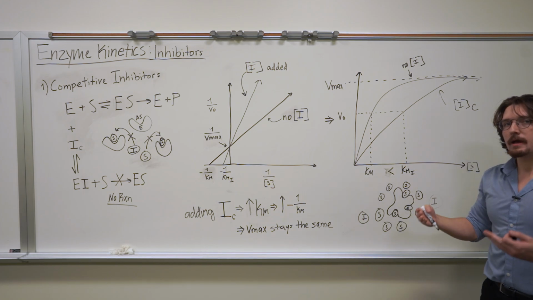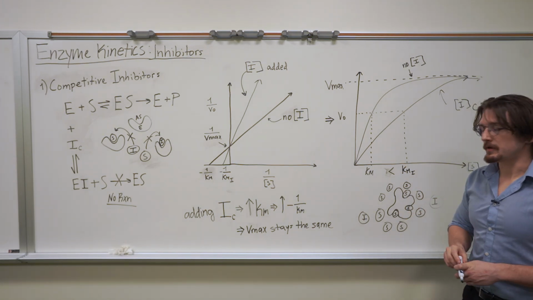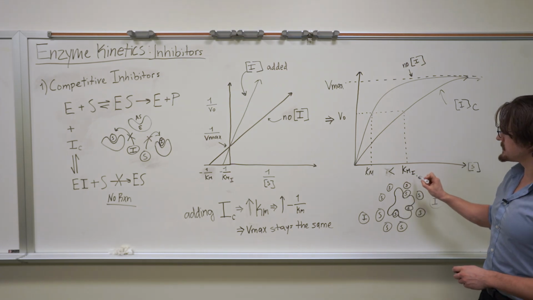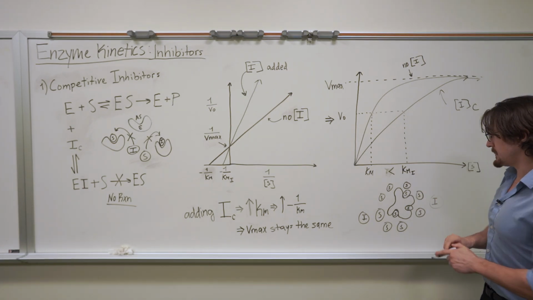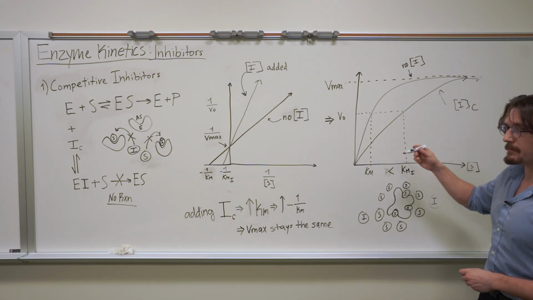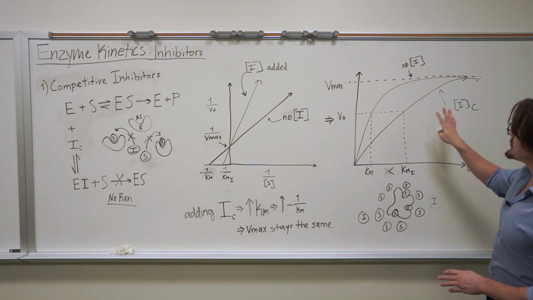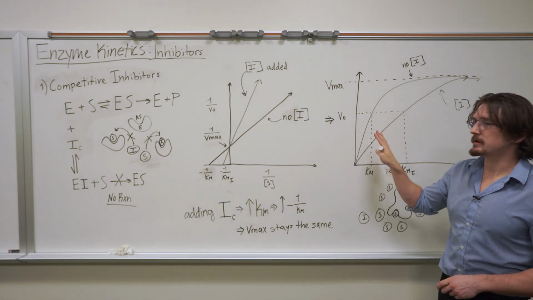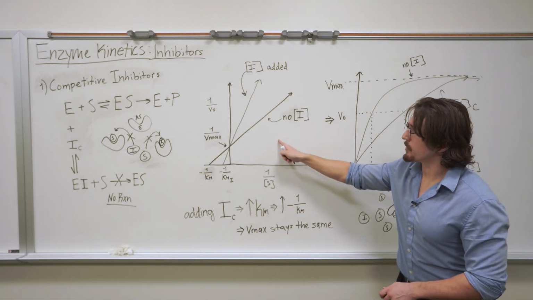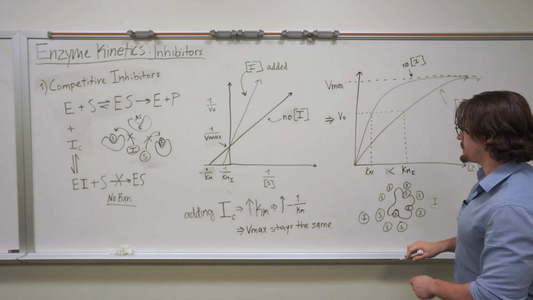And remember what Km denotes. It really denotes the affinity of the enzyme for the substrate. So it means that the affinity of the enzyme for the substrate, the apparent affinity, remember, is actually decreasing, because increasing Km means that the affinity is decreasing. So this is the Michaelis-Menten graph in the presence of a competitive inhibitor. And this is the Lineweaver-Burk plot. So be comfortable recognizing these for competitive inhibitors.